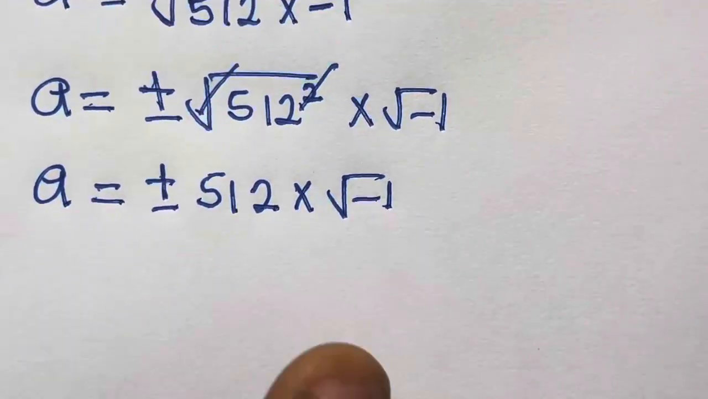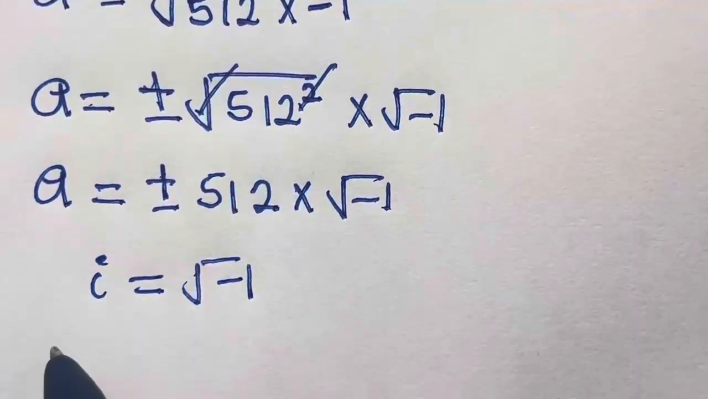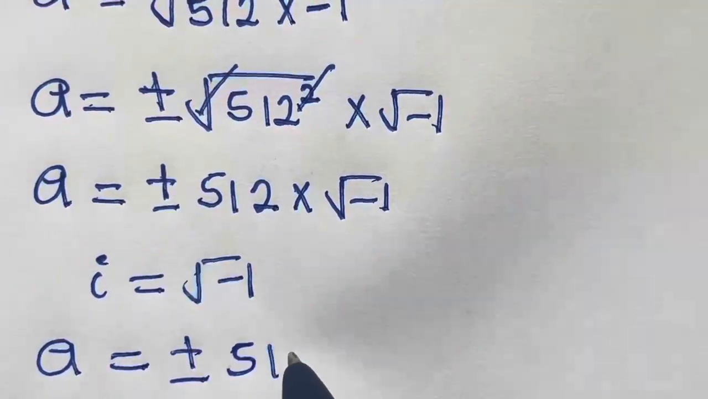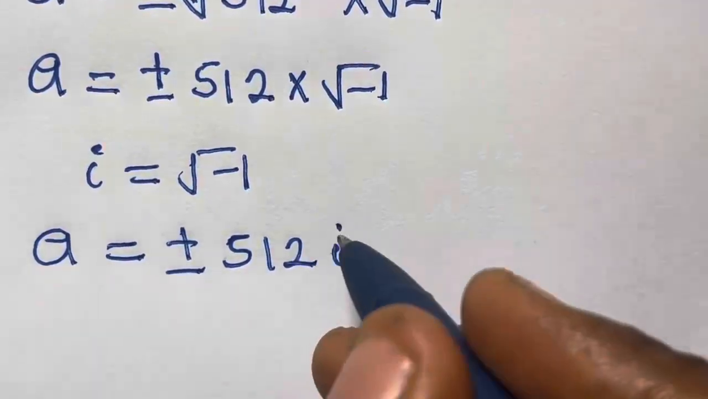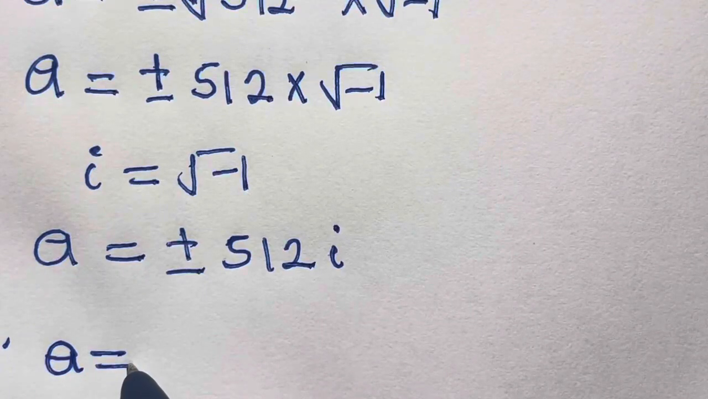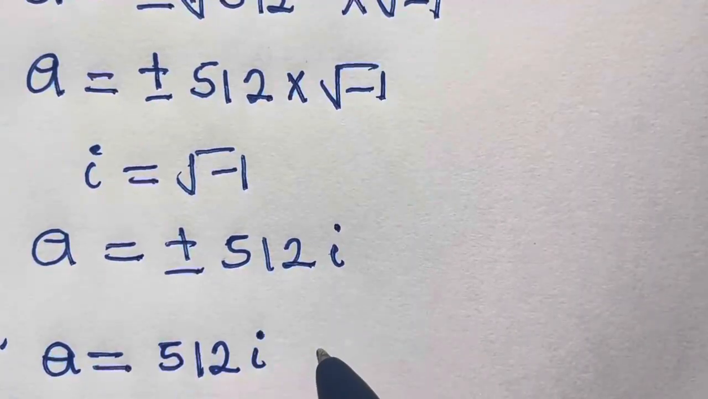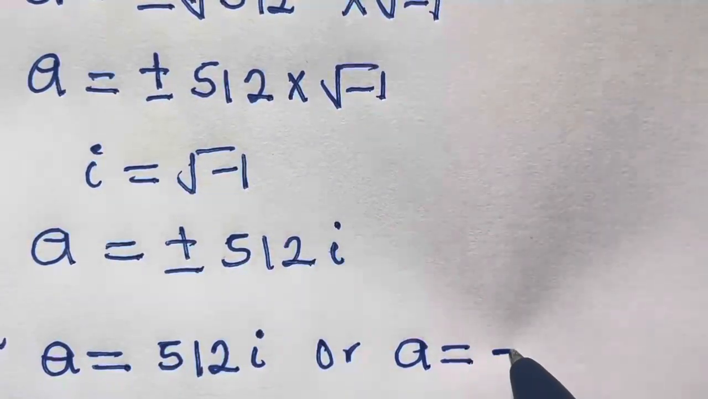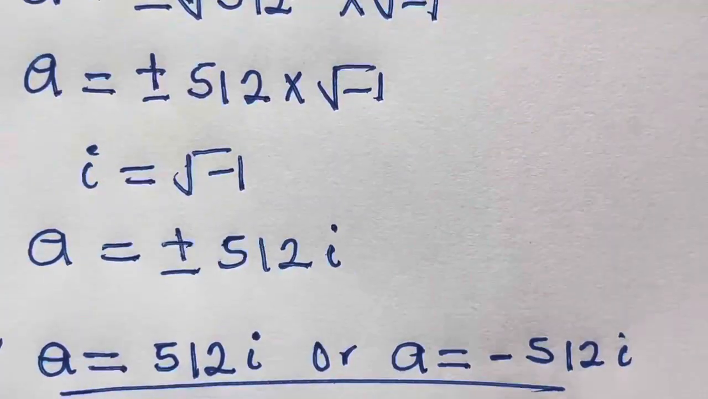But to recall from complex numbers, iota equals square root of minus 1. So we have a equals plus or minus 512i. Therefore our a equals 512i, or a equals minus 512i. So these are the answers.